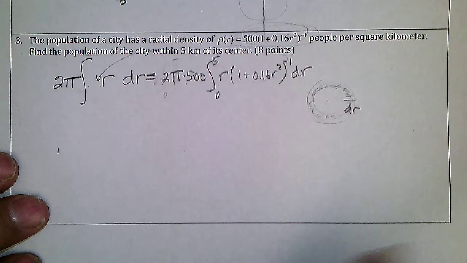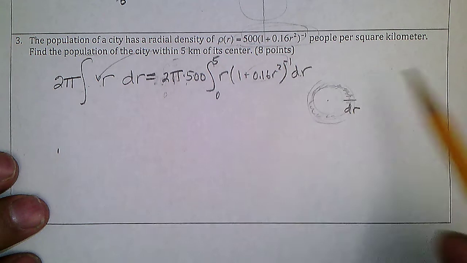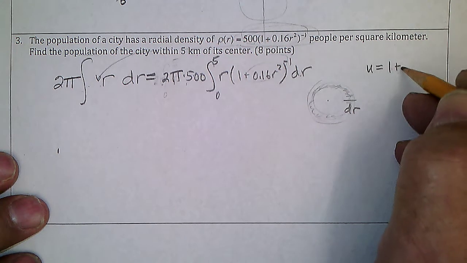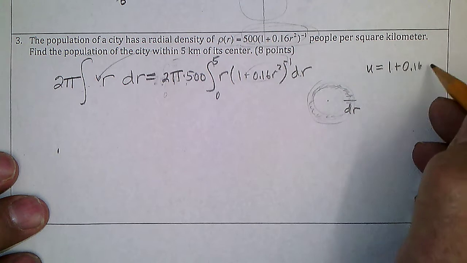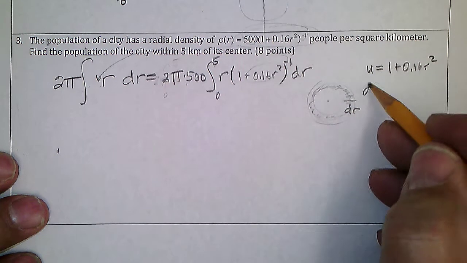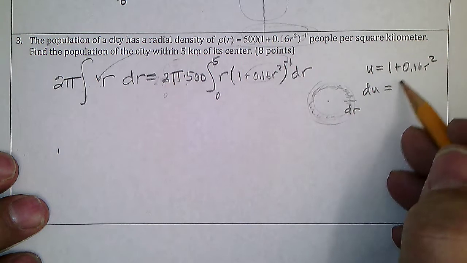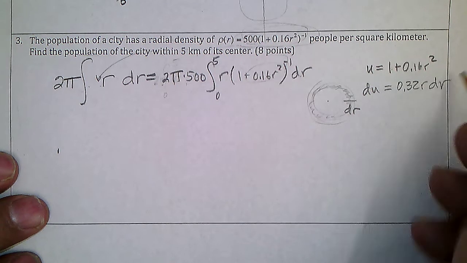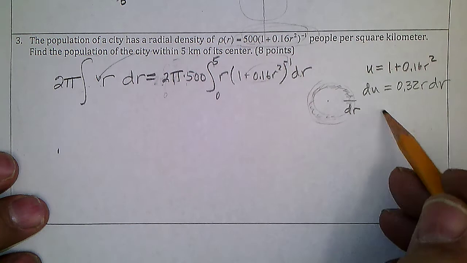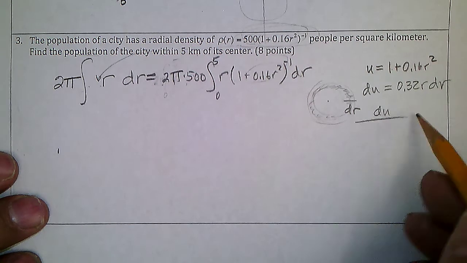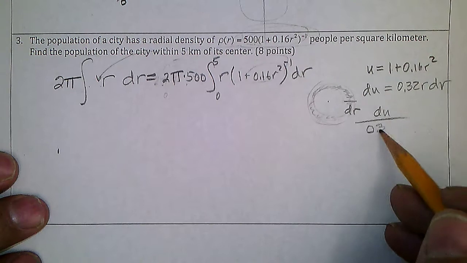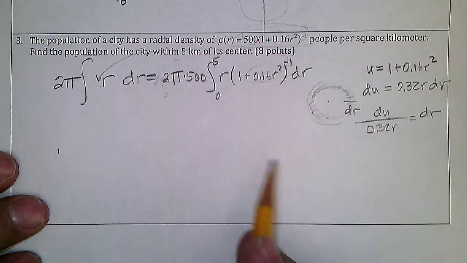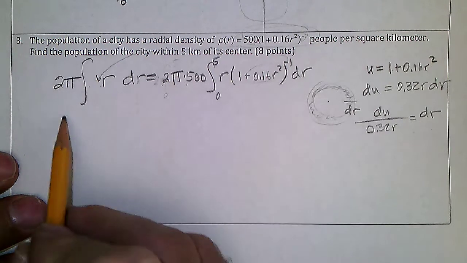So I'm going to let u be the 1 plus 0.16 r squared. du equals 0.32 r dr, and so I'm going to divide by 0.32 r, and that will be dr. That's what I'll replace dr with.